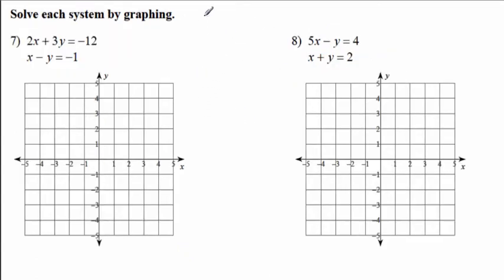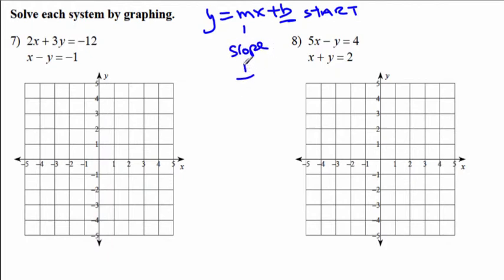Solve by graphing. Remember, we got to get these in the form y equals mx plus b. And then we can solve it. The b is where you start. That's your y-intercept. It's called slope-intercept form. The m is your slope. And remember, you want to write that as a fraction. The number on top tells you up and down. The number on the bottom tells you left and right. You can always check yourself with a calculator, too, because we had to do that.